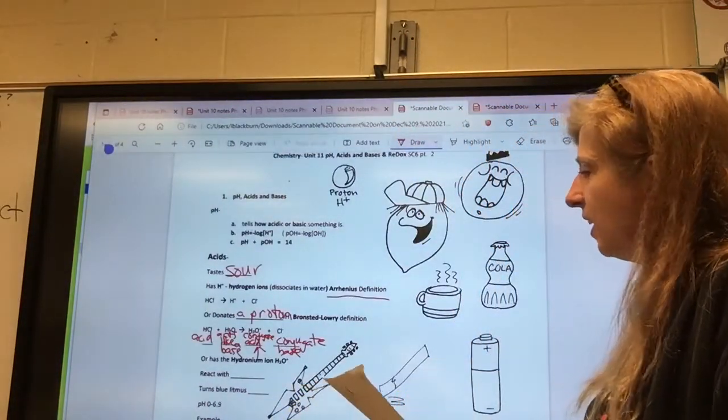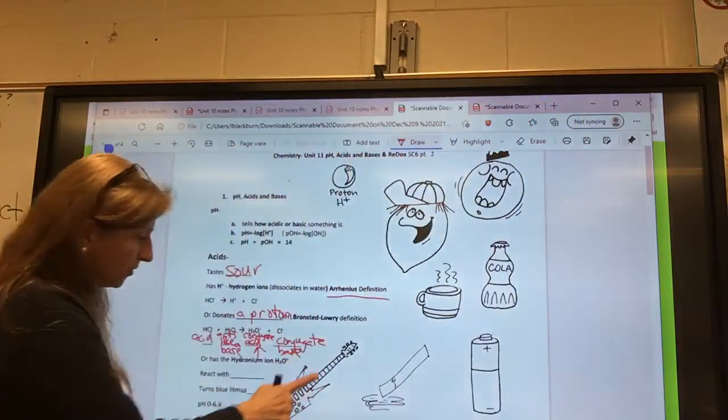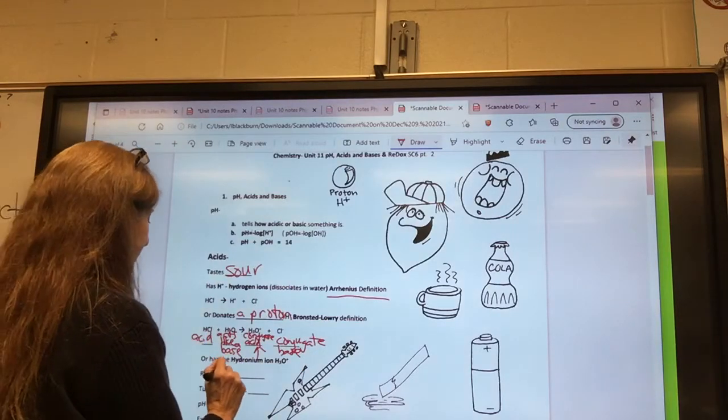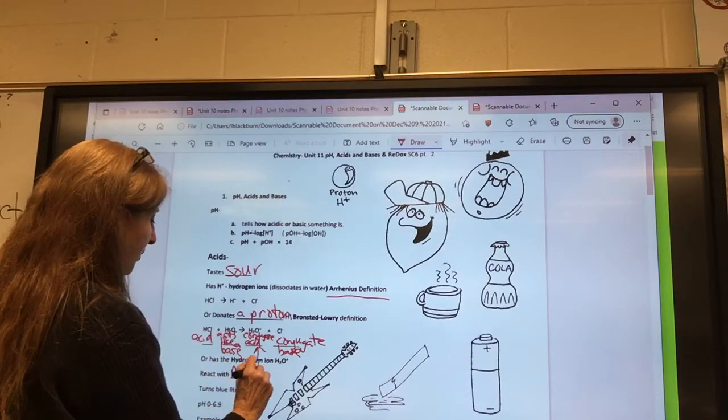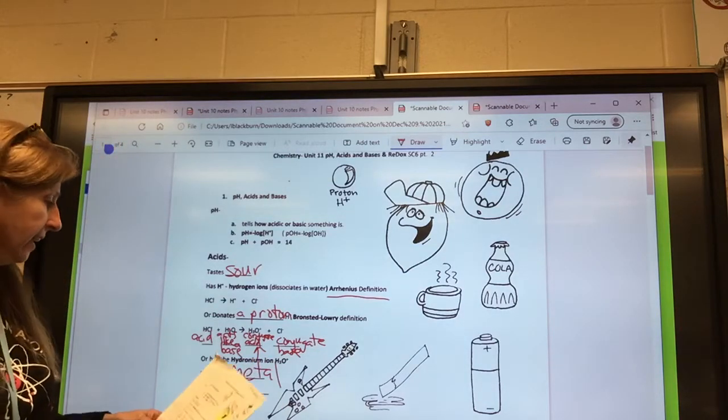Okay, so what do acids react with? What kind of music is this guitar? Heavy metal. So acids react with metal, not with the music, but with actual metal. That's why we put hydrochloric on zinc.